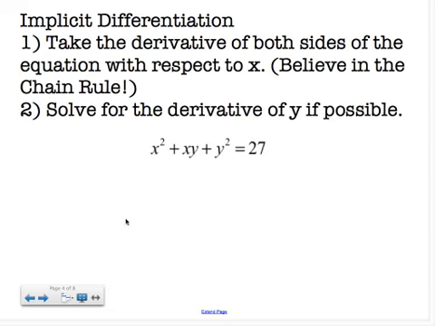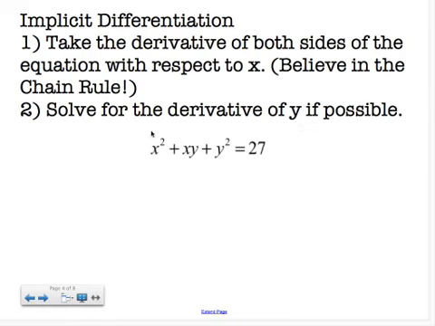The technique is called implicit differentiation. Implicit we already talked about, and then differentiation is the process of taking a derivative. Here's how it works. We have an equation that has x's and y's in it, and we're going to take the derivative of both sides of the equation with respect to x. So we understand x is the variable, y is a function. It's important to believe in the chain rule in this process. Once the derivative is taken, some algebra is required, and we need to solve for the derivative of y, if that's possible.